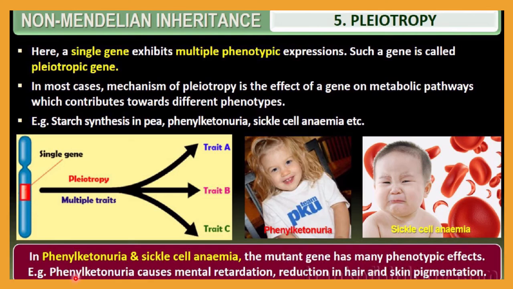For example, phenylketonuria causes mental retardedness also. Suppose one gene is mutated, then it will also cause mental retardedness, reduction in hair and skin pigmentation, like that. So you must remember this in case of pleiotropism. If a phenylketonuria-related gene is there, then mental retardedness also occurs, along with reduction in hair and skin pigmentation. Means one gene is responsible for more than two or three characters or traits, all occurring because of this phenylketonuria-related gene or mutation.